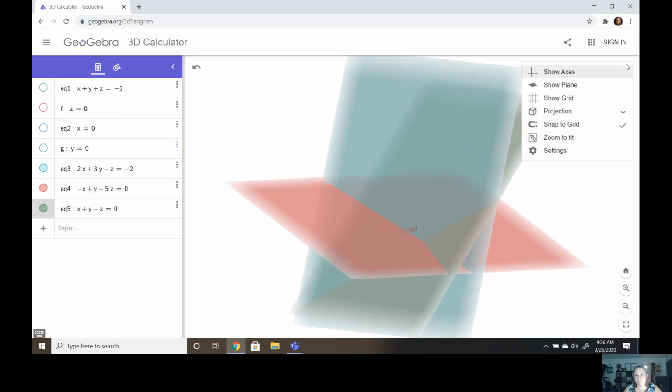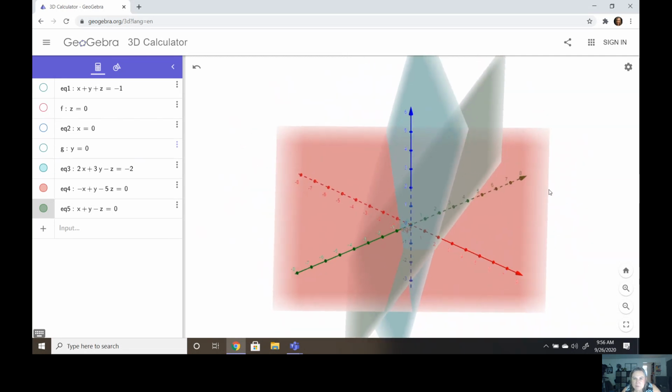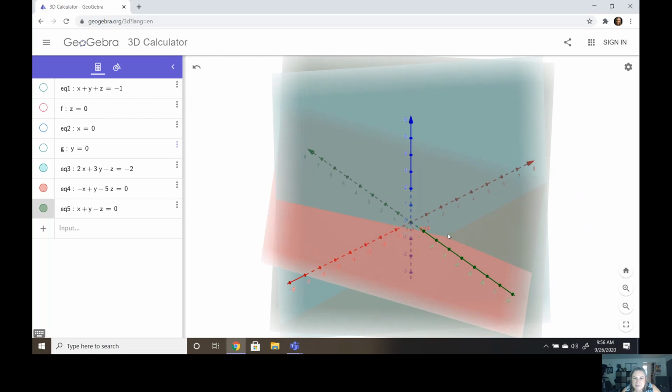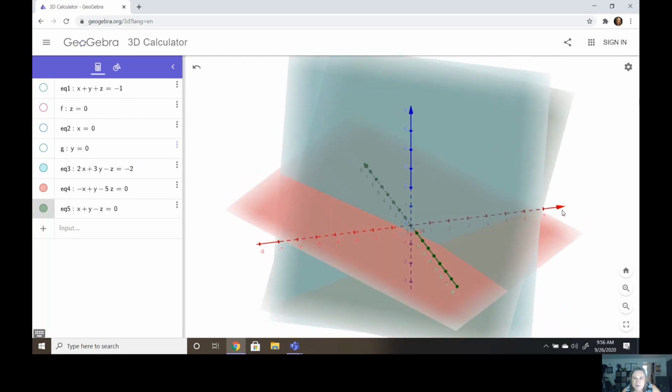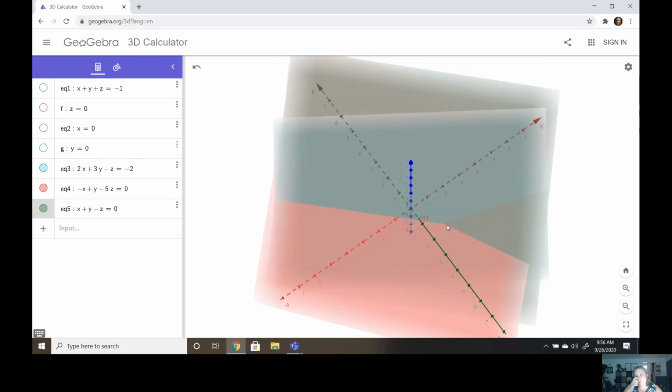Let's put the axis back in, and maybe we will see where they intersect down here somewhere. Okay, so it's a little bit hard to see where they intersect, but here it is. And when we're solving systems of equations, if you had 3 equations, then they could intersect at a point.